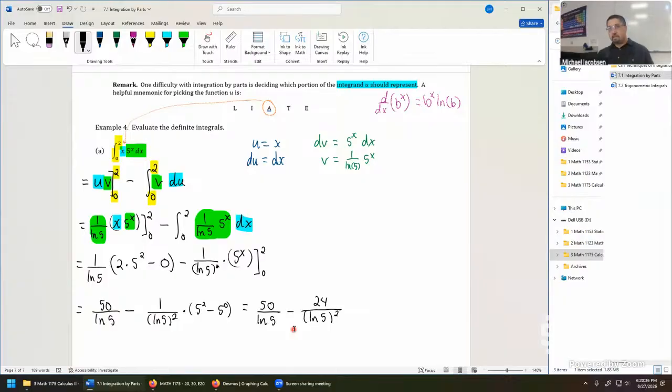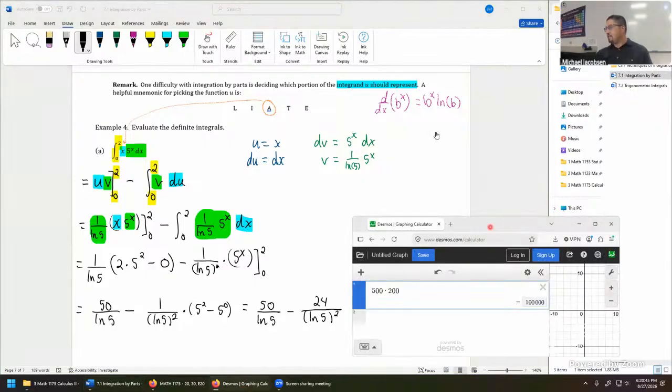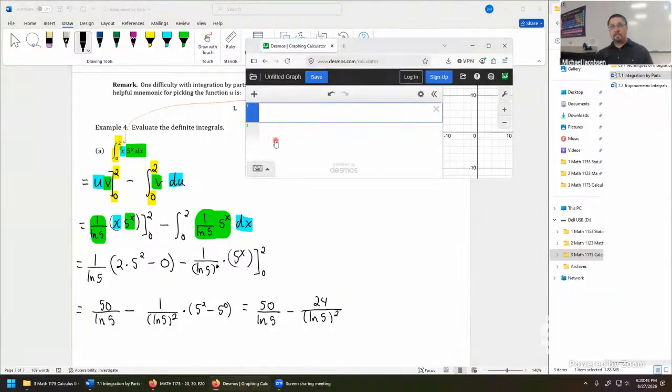Okay, well, because it's our first definite integral, it doesn't hurt to connect some thoughts with this one. I don't know the numerical value of this number. It's a complicated-looking constant. So let's throw it into the calculator just to see how reasonable our answer is. 50 over natural log 5 minus 24 over natural log 5 squared.